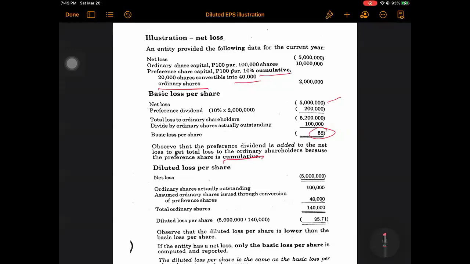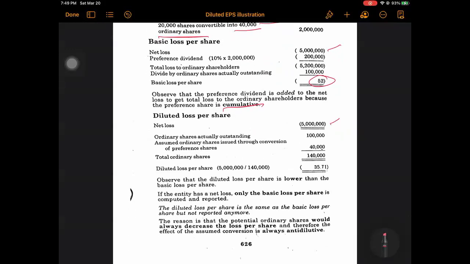Okay, so based on the computation, you have a net loss of 5 million. Since, again, it is diluted, we assume that the preference share is converted into ordinary shares. Therefore, we no longer need to deduct the preference dividend, because the assumption is that it has been converted, so there is no preference shareholder to pay a dividend to. That's why it is 5 million. You have the actual 100,000 shares, plus the converted preference shares of 40,000, for a total of 140,000 ordinary shares. So, 5 million divided by 140,000 is 37.71. Question: is it dilutive?